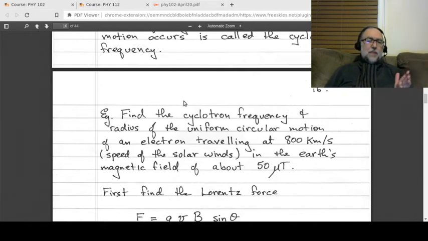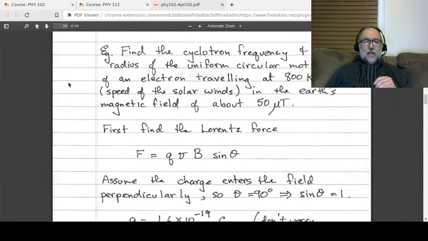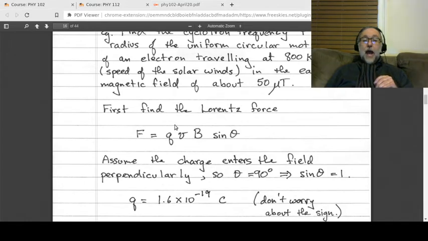It may seem like, how do I do this? But let's just do it one step at a time. The first thing is, let's find the Lorentz force. We're going to use this form of the Lorentz force, because this is the one that's more appropriate for charged particles. So we've got qvB sine theta. And we're just going to plug in the numbers. For theta, let's assume, since you don't know at what angle the solar winds hit our magnetic field, and they hit it from all different directions, so a lot of different things can happen.